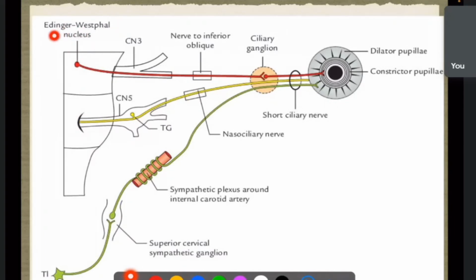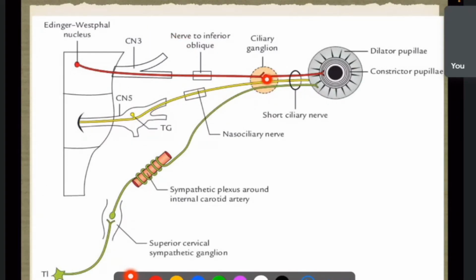Okay, what is the nucleus? Edinger-Westphal nucleus in the midbrain. From there, the fibers are going to arise. The parasympathetic fibers are arising. These fibers are going to pass through the oculomotor nerve. Okay, this is the third cranial nerve, through the branch to inferior oblique. And they're going to relay in the ciliary ganglion.